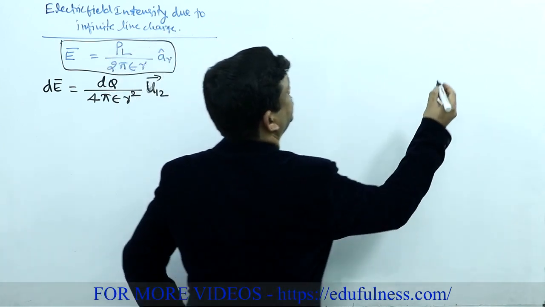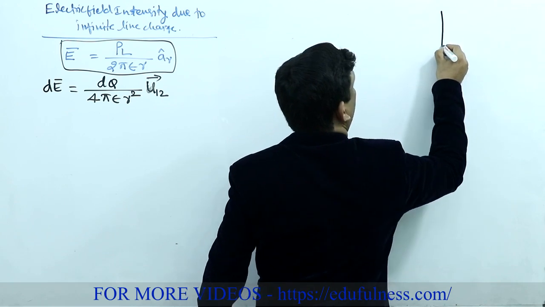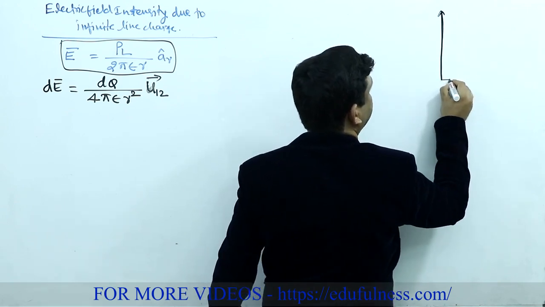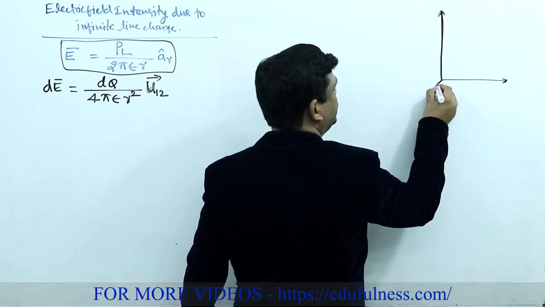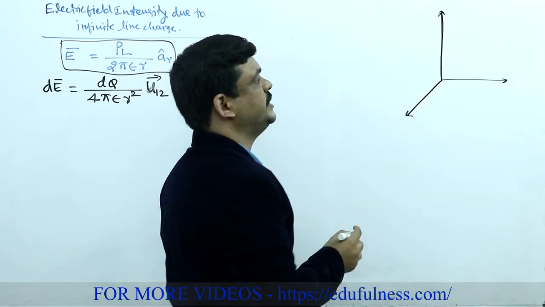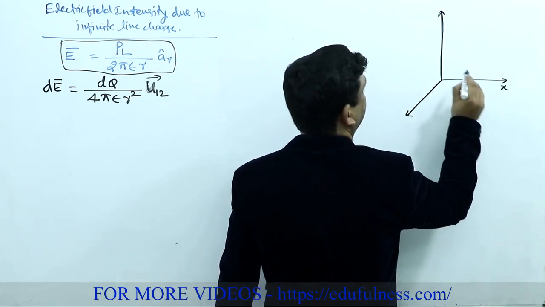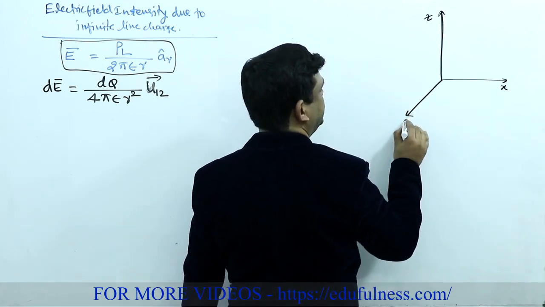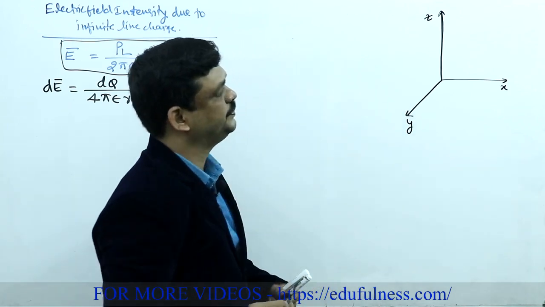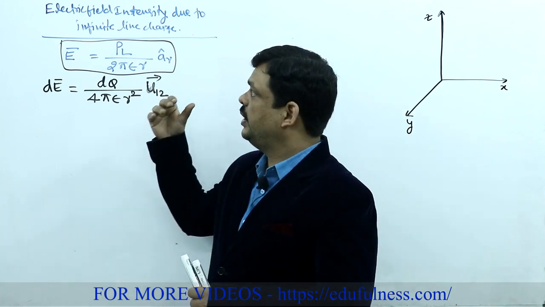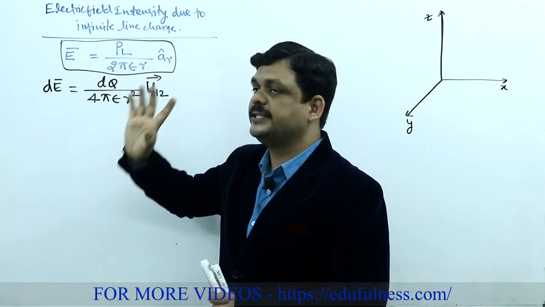For that purpose, here I am assuming one coordinate system, which consists of x-axis, y-axis and z-axis. I am taking a rectangular coordinate system now. So this is the x-axis, z-axis, and this is the y-axis. Then, from the given topic, we have to find the electric field intensity.